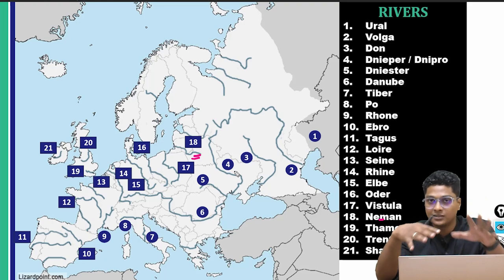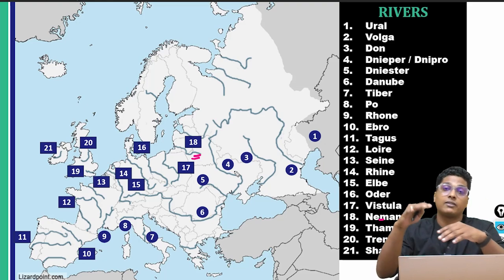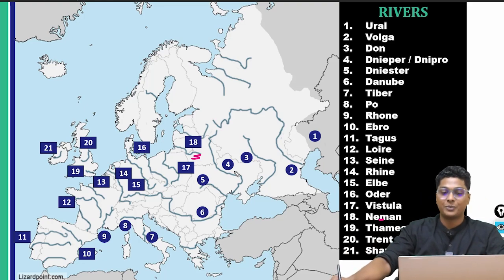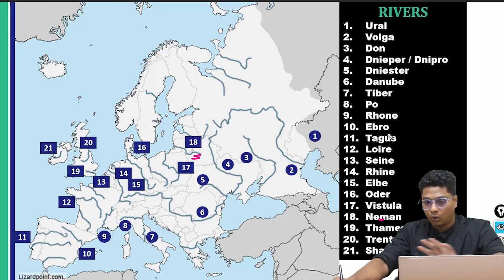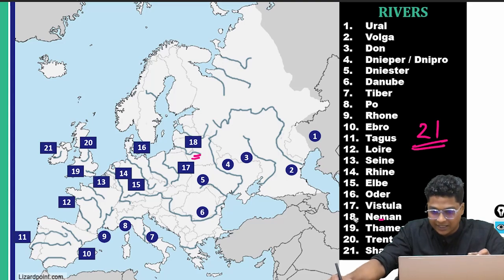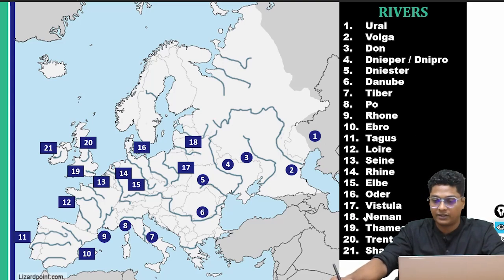So these kinds of physical features which are mentioned in the news, especially in geopolitics, world affairs, international relations, there is a high chance that they will ask current affairs based questions on them. So it's a long list of rivers. We have seen only 18 rivers now, 3 more are left.